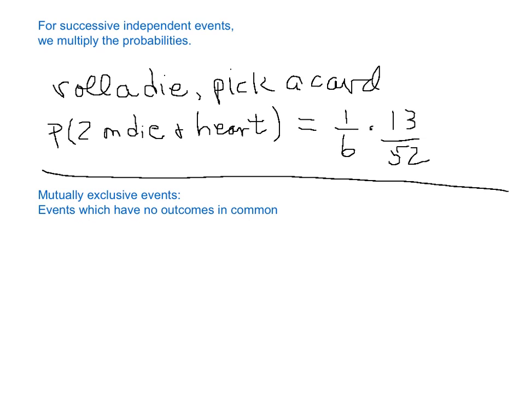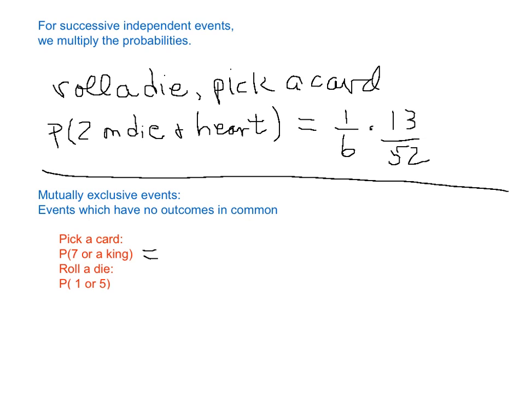So we also want to make sure we understand and define what we mean by mutually exclusive events. And these are events which have no outcomes in common. Here are a couple of examples. So here are 2 examples of mutually exclusive events. First one, you pick a card, and you're asking what's the probability that you're going to get a 7 or a king. Well, it's either a 7 or a king. They don't have anything in common.